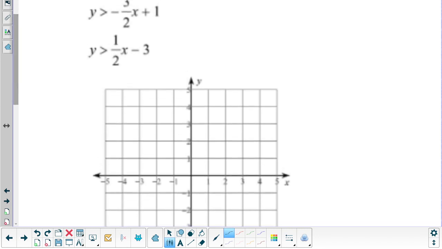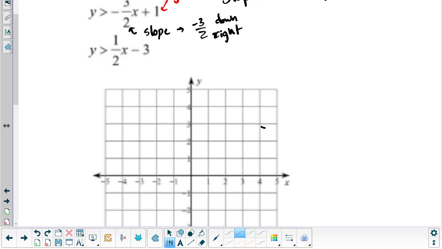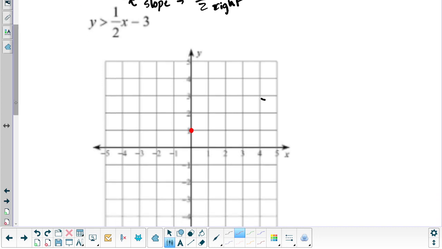Okay, so remember, slope-intercept form is your slope, your m value. It's whatever's multiplying x. So in this case, the slope is negative 3/2, which means I'm going to go down 3, right 2. And where do I start? Well, I always start at the y-intercept. That's the first point that I know. And so I know that on this graph, and I'll do this one in red, my first point is at 1, because that's the y-intercept. And every consecutive point is down 1, 2, 3, right 2.